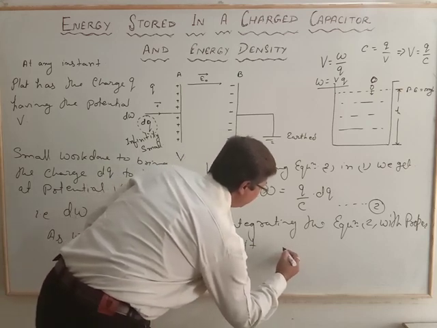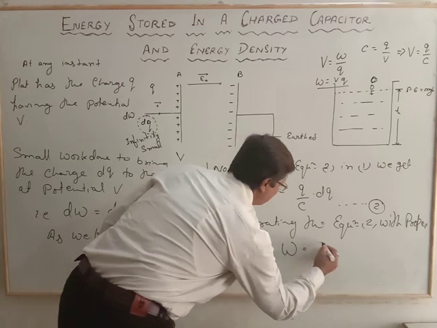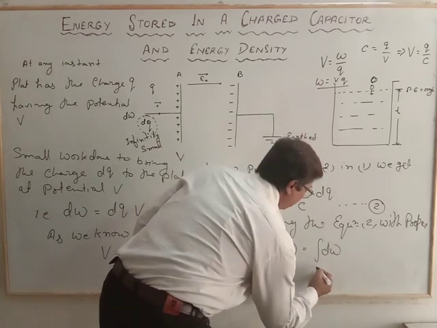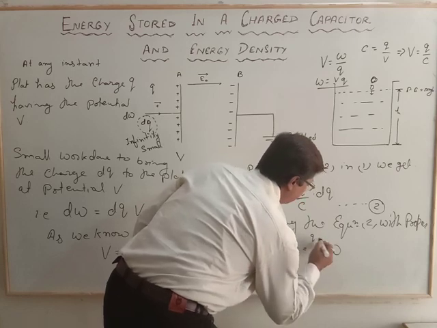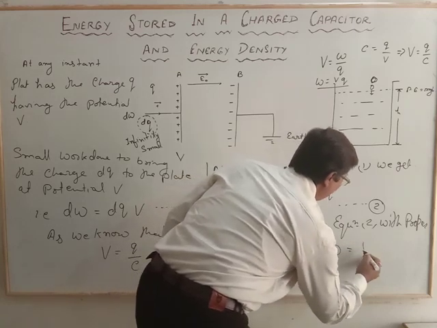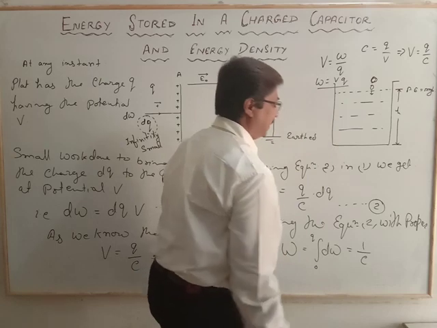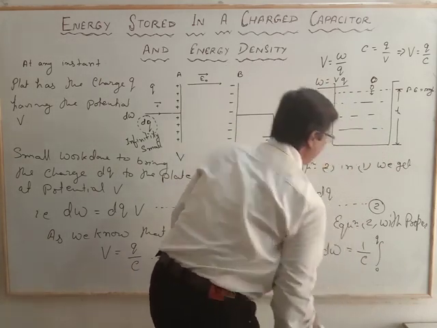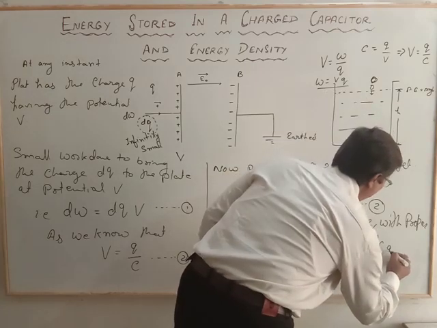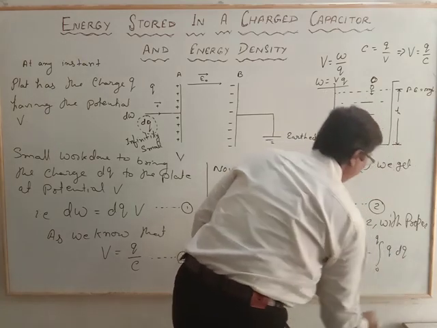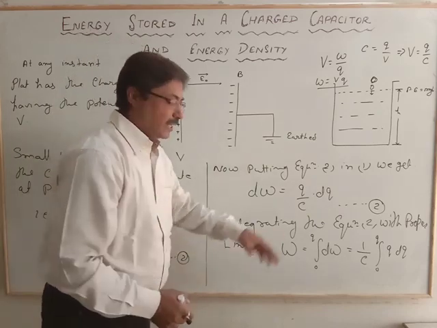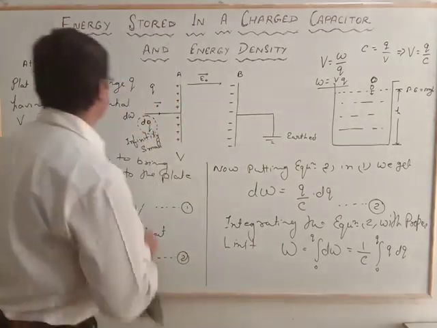then the work is equal to the integration of the work from 0 to q charge, and that is here also 1 by C, this is the constant, and integration from 0 to the maximum charge q, of q dq. We know the relation, we know the integration, and it has the value.